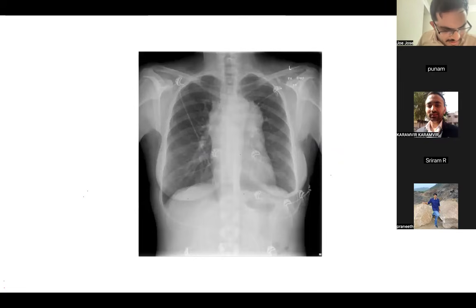We'll give this one to Dr. Karamveer. Is he there? Yes, sir. So what do you see in this X-ray? This is a PA view of chest X-ray showing mediastinal widening, sir. So this looks like some sort of mediastinal mass, right? What are the 3 most common causes of an anterior mediastinal mass? One is thymoma, second is lymphoma, third is GCT. Yes, in that order.